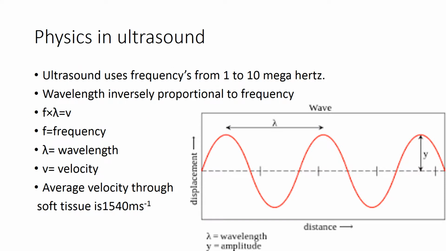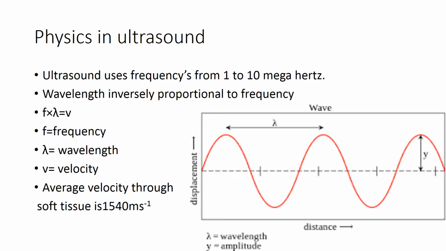Physics in ultrasound. The main physics concepts that affect ultrasound are frequency, wavelength, and velocity. Frequency is how many waves occur per second. A human can hear sound waves with a frequency between 20 and 20,000 Hz. Ultrasound generally uses frequencies from 1 MHz, 1 million Hz, to 10 MHz.